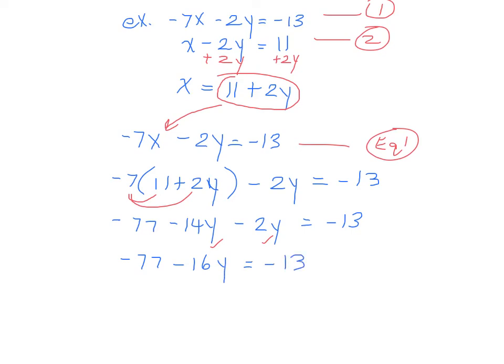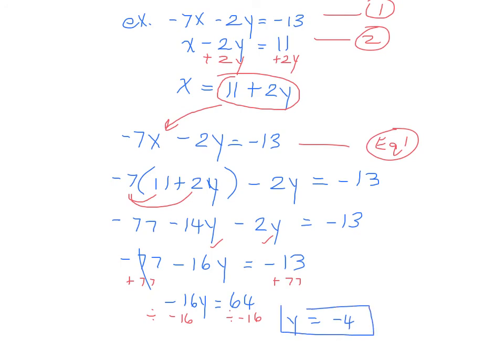All right, so we are almost there. Let's add 77 to both sides, and we'll get that negative 16y is equal to 64. Sorry, negative 16y. That's kind of important. All right, so now we can divide both sides by negative 16, and we get that y is equal to negative 4. So that's one of our solutions.